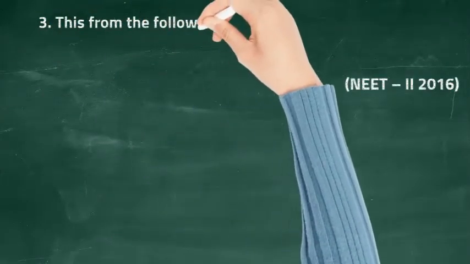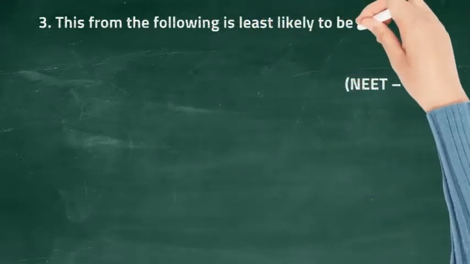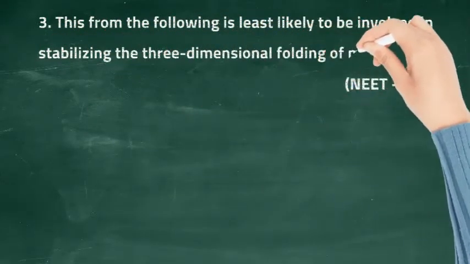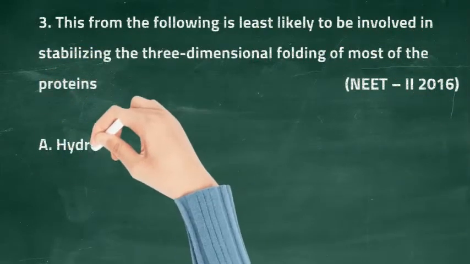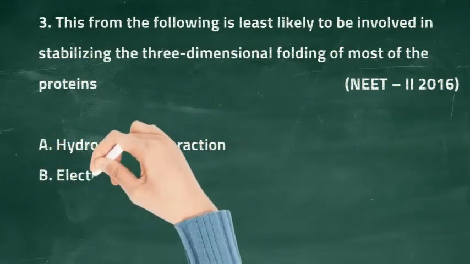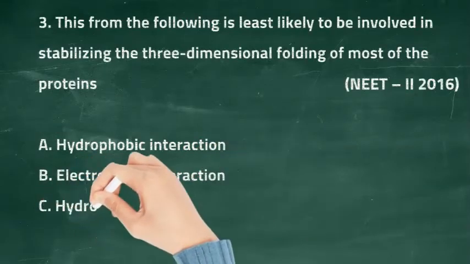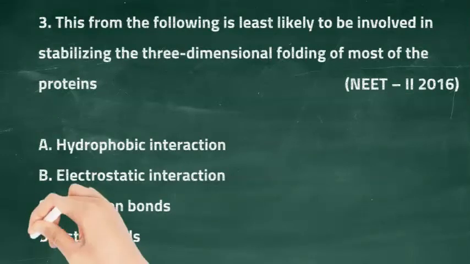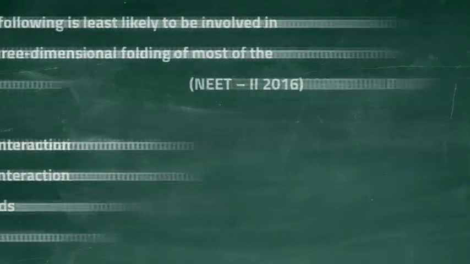Question third, which from the following is least likely to be involved in stabilizing the three-dimensional folding of most of the proteins. Option A is hydrophobic interaction, option B is electrostatic interaction, option C is hydrogen bonds, and option D is ester bonds. The right answer is option D, ester bonds.